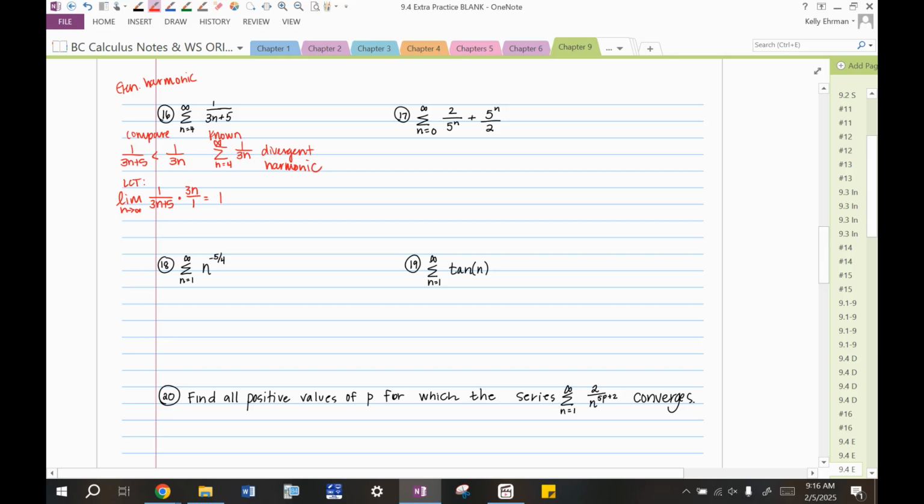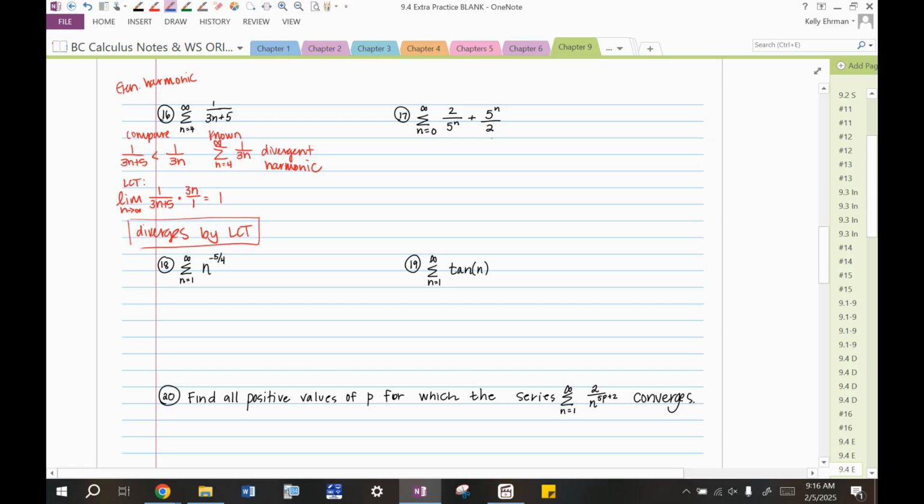This limit comes out to 1, which it usually does based on how I pick these. If I would have just done the harmonic, 1 over n, I would just get a limit of 1/3, but that's fine too. So I got a number between 0 and infinity. That means that these two series act the same. So I can say that this series also diverges, and that's by the limit comparison test.